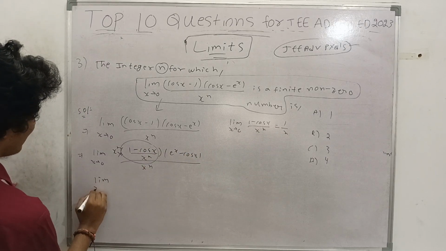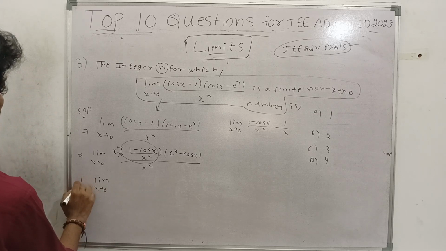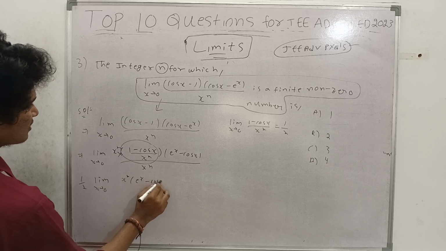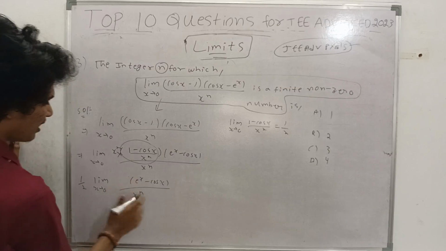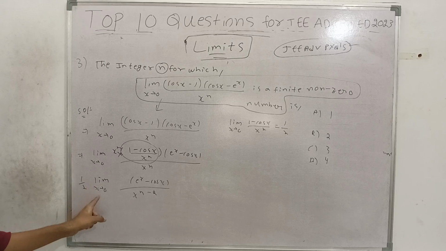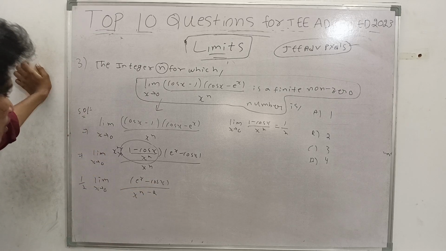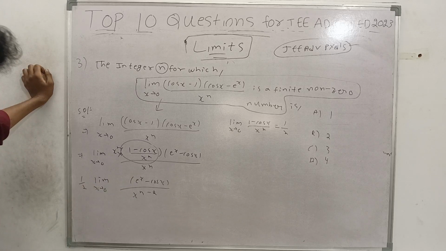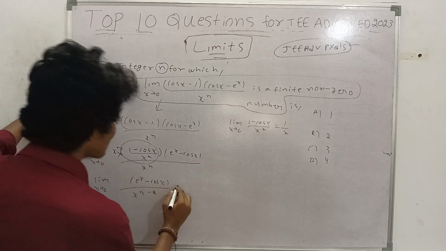So limit x tending to 0, 1 by 2 I can take outside, 1 by 2 into x square into (e power x minus cos x) divided by x power n. So if I divide here, it will be n minus 2. Yes, it is correct. 1 by 2 limit x tending to 0, (e power x minus cos x) divided by x power n minus 2. Now what we can do? If it is 0, it will be again the same thing. It is now 0 by 0 form.